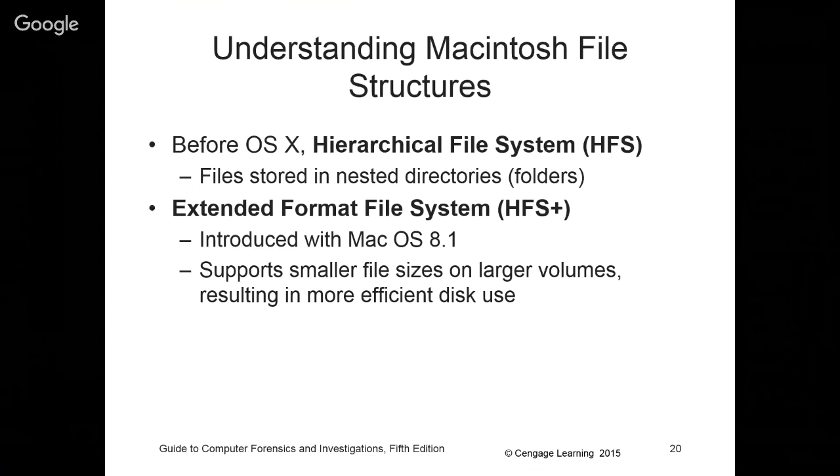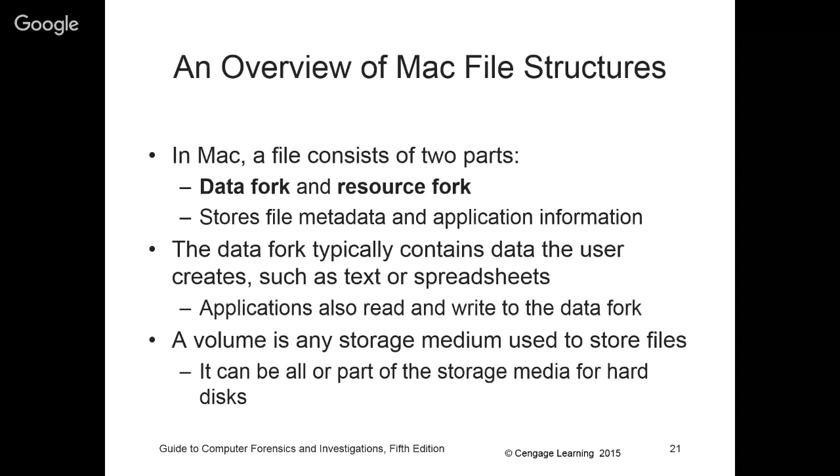The hierarchical file system, HFS, was prior to OS X. Introduced in OS 8.1, it became HFS Plus, the extended file format system. It supports smaller file sizes on larger volumes, resulting in more efficient disk usage. In Mac, they use two parts, the data fork and the resource fork, which stores metadata and application information. The data fork contains data the user creates, such as text or spreadsheets. Applications also read and write to this data fork.